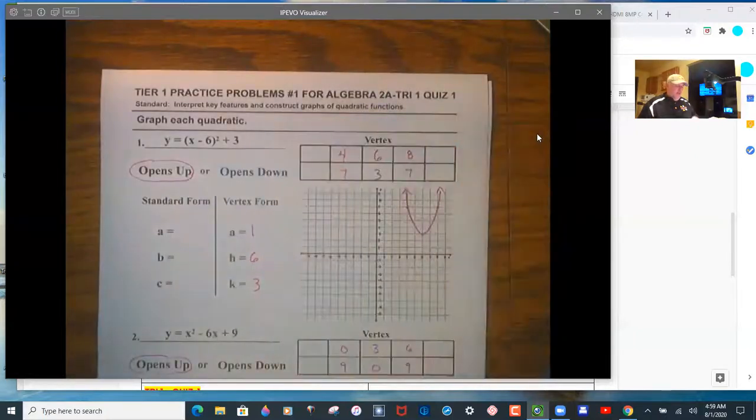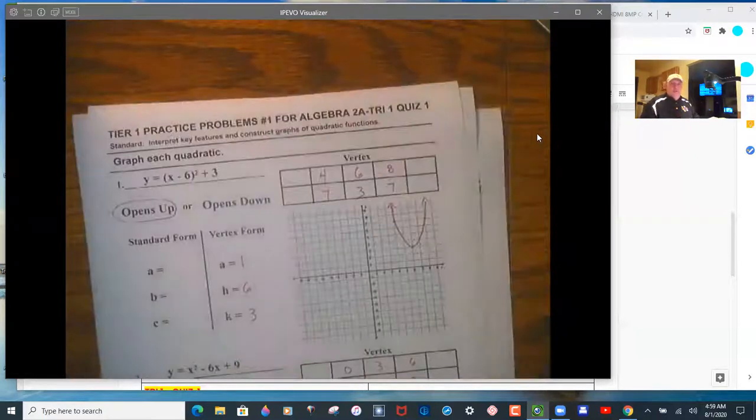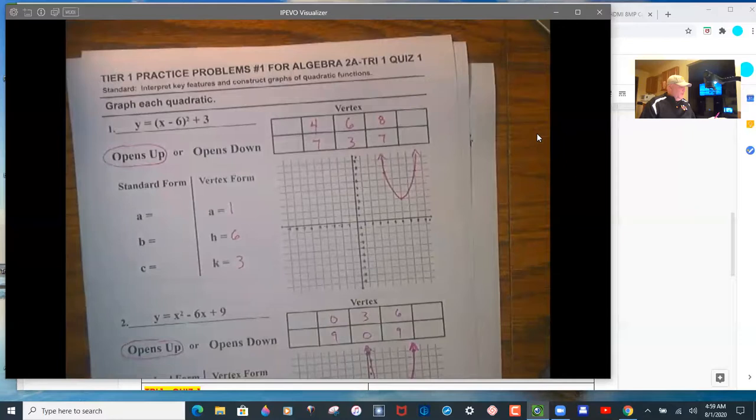And that is the first practice quiz. There will also be practice quiz 3, which you can access.